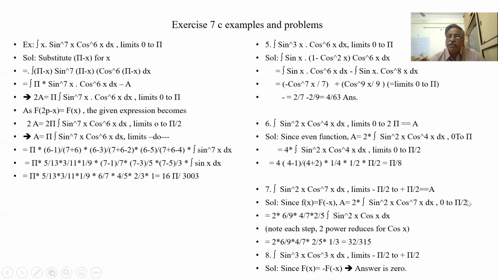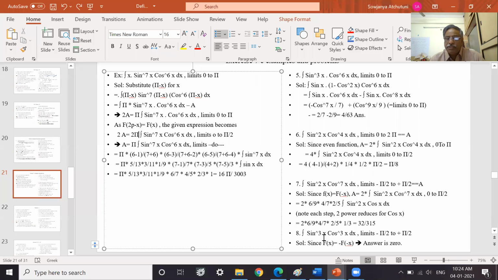Now I can apply the reduction formula. So 7 becomes 6 by 9 into 4 by 7 into 2 by 5. 3 times it is reduced. Now cos x is remained. So 1 by m plus n. It becomes 1 by 3. So 32 by 315. So let's see another problem.